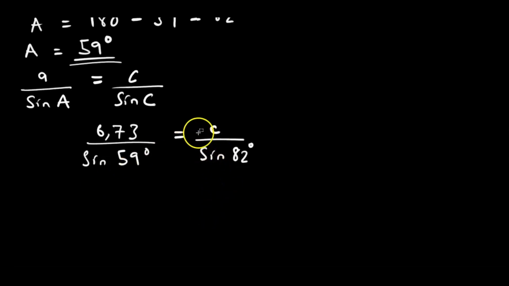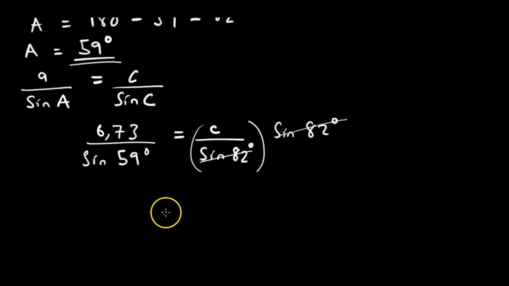We want to leave C on its own. So we are going to multiply this side by sine of 82 degrees. Why do we multiply by sine of 82 degrees? Because we want it to cancel and leave C on its own. But what we do on the right hand side we must also do on the left hand side so that our equation remains balanced. This is a method introduced in Form 1 algebra, balancing the equation. That means on this side we will also multiply by sine of 82 degrees.